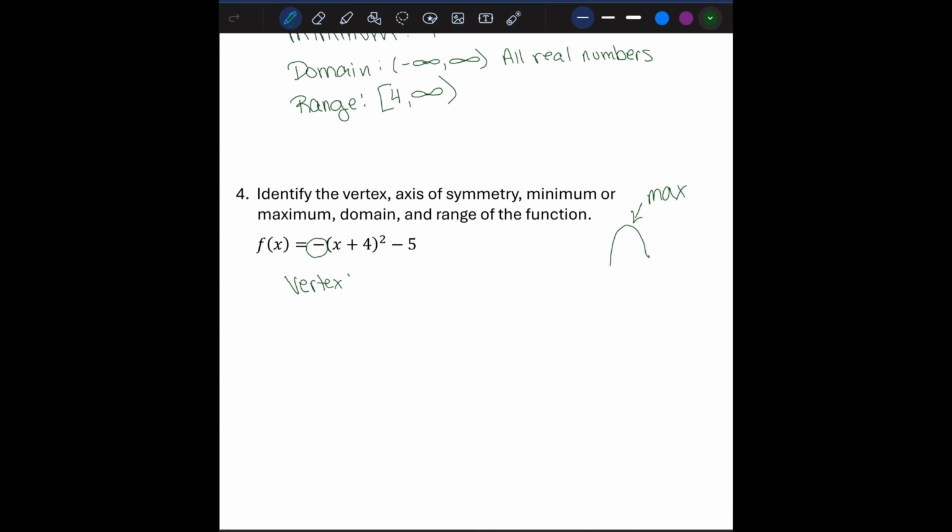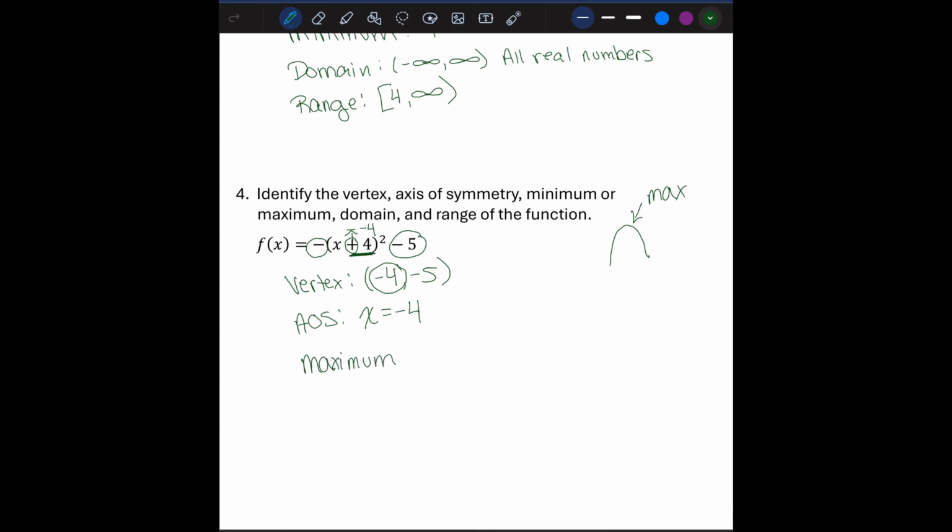The vertex is always h comma k. So this plus right here means that this would have been minus a negative 4. So behind the minus, I have a negative 4. You can also think to yourself, it needs to be opposite. And then we have this minus 5 at the back. So that means my axis of symmetry is going to be the line x equals the x value of my vertex.